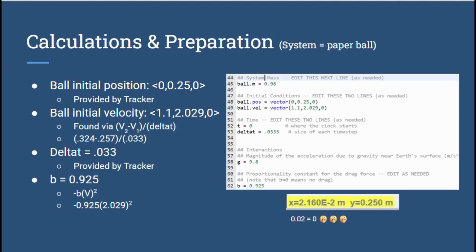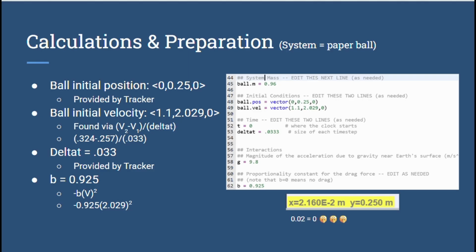Okay, and now we'll go over some calculations and preparations for the GlowScript model. I just have to mention that the system is a crumpled up paper ball. So our ball's initial position is 0, 0.250, which is provided by Tracker using the coordinate system. Our ball's initial velocity is 1.1, 2.029, and 0, again, because we're throwing it with no z velocity. And I found that using v2 minus v1 over delta t. You can check my math if you want to, or you don't have to either.